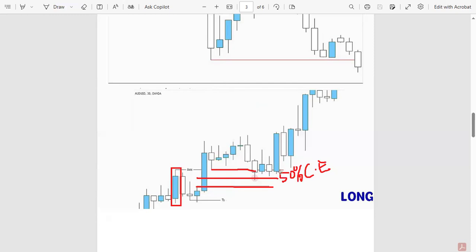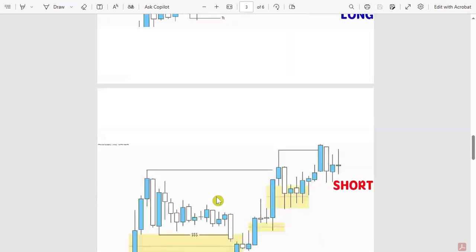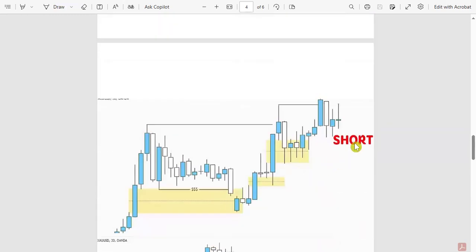And our entry is going to depend on this fair value gap, especially on the 50% of the fair value gap. And you can see price tapped into the 50% of the fair value gap, and we had an aggressive push to the upside. Okay, and this was Aussie dollar, on 30 minutes time frame. So remember, sorry, this is not a short position, this is a long position.